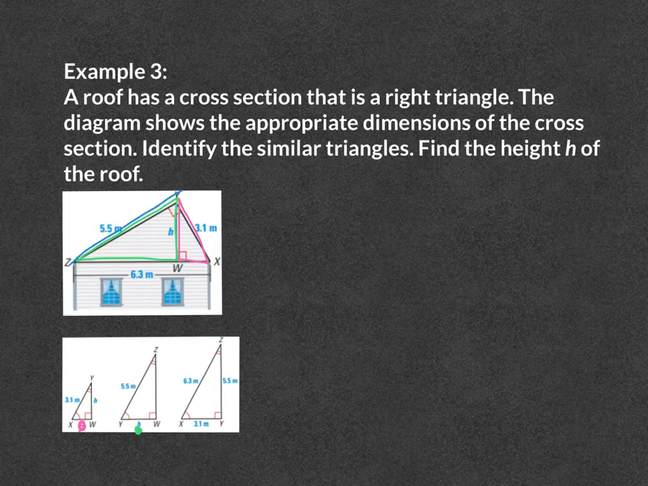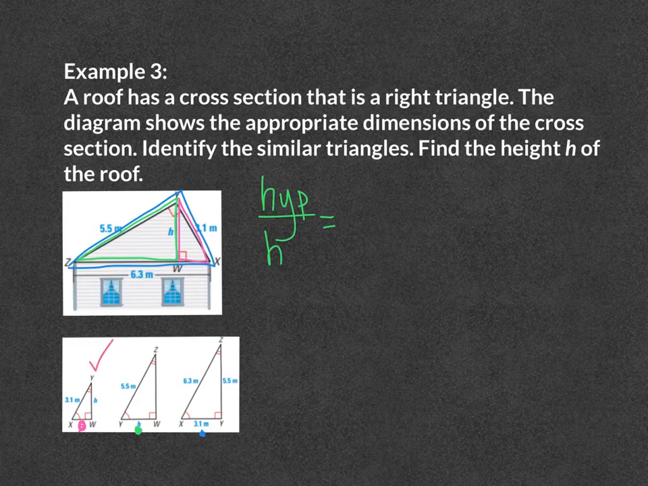Now I have the large triangle, which is in blue, and it is the triangle on the far right. The reason why I know that is because I have all the side lengths. So now I'm going to find the height of the roof. In order to do that, I'm going to set up a proportion. I'm going to set up the hypotenuse over the height. I'm going to use two of the triangles. I'm going to use the small one in pink and the large one in blue.